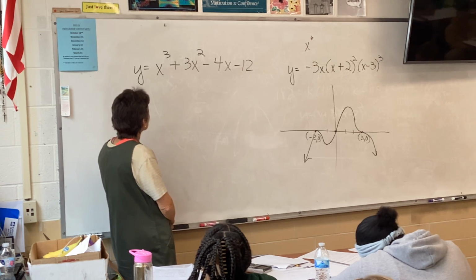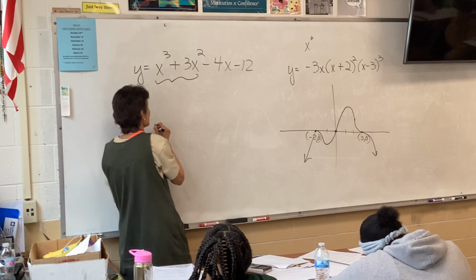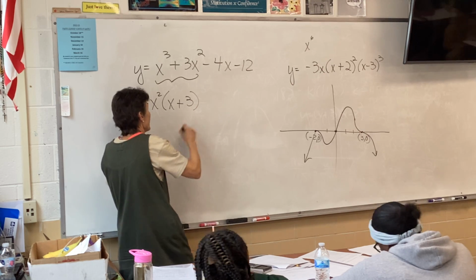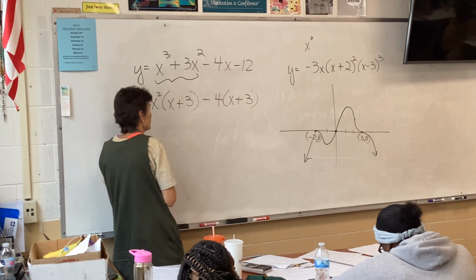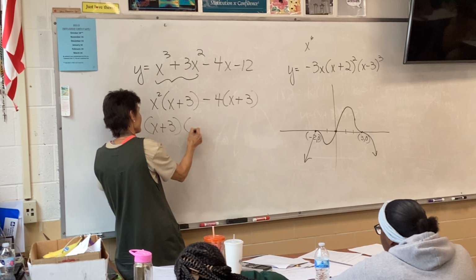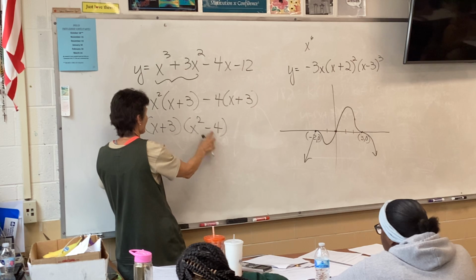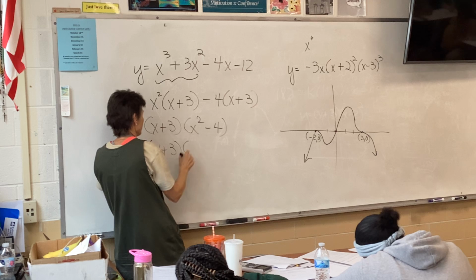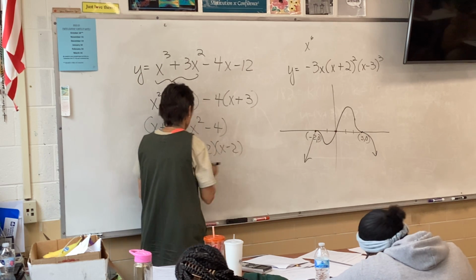Can we factor by grouping? I think we can, because if we take an x squared out of the first two and a -4 out of the last two, I think the magic has happened. We have a common factor. And what about this x squared minus 4 that we have left here? What's that? Difference of squares. So +2 minus 2.